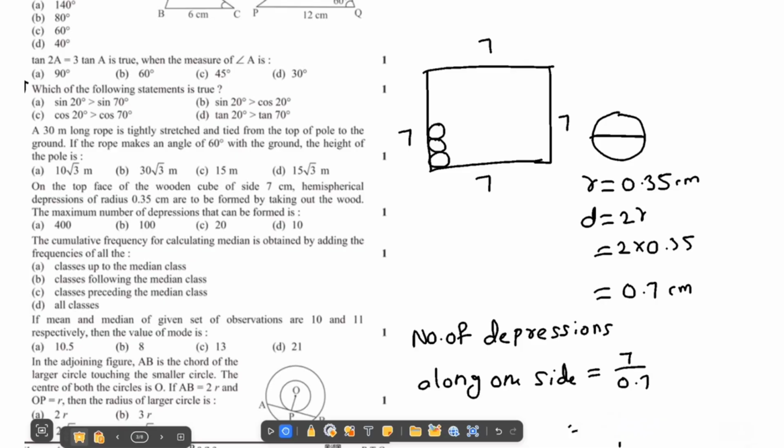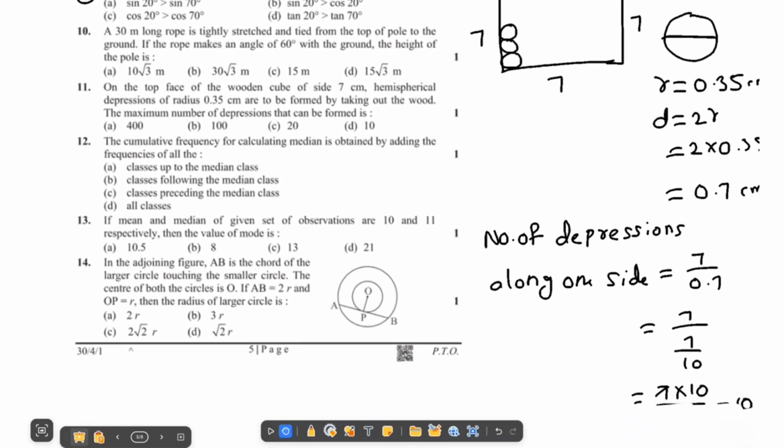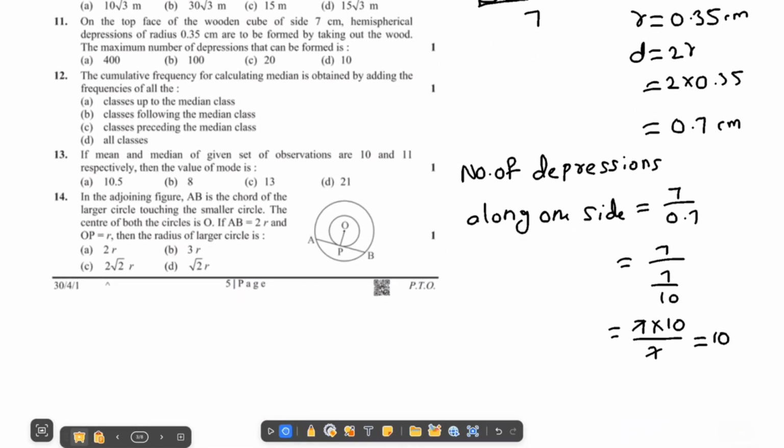So total number of depressions will be, each side of the face is 7, right? So total number of depressions will be equal to 10 into 10. Along one side 10, so 10 into 10. So total depressions we can make is 100. So which option will be right here? Maximum we can make 100 depressions. Option B is the right answer.